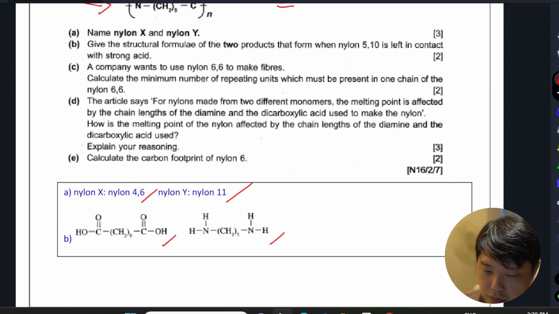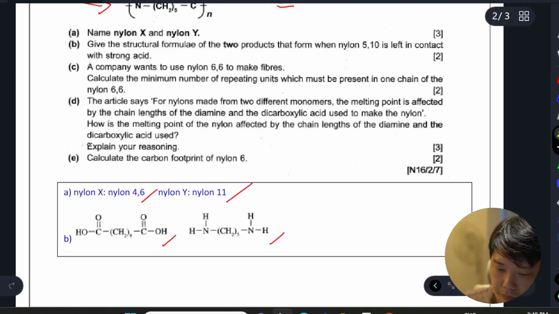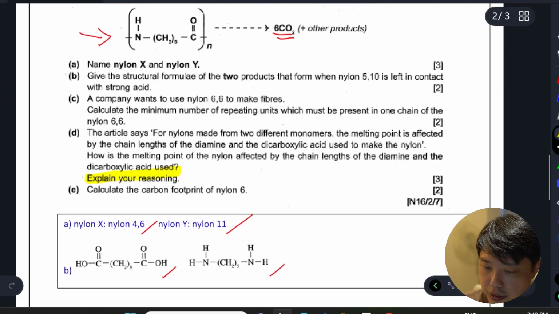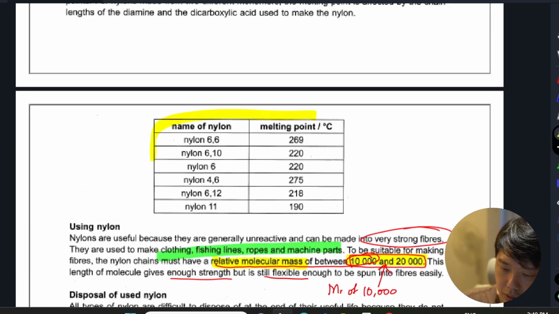The article says for part D, for nylon made from two different monomers, melting point is affected by chain length of the diamine and dicarboxylic acid used to make the nylon. How is the melting point of the nylon affected by the carbon length of the diamine and the dicarboxylic acid used? Explain your reasoning. Okay, so for this, you got to make use of this table here. Okay, ask yourself, how does the length of the diamine or the dicarboxylic acid affect the melting point?